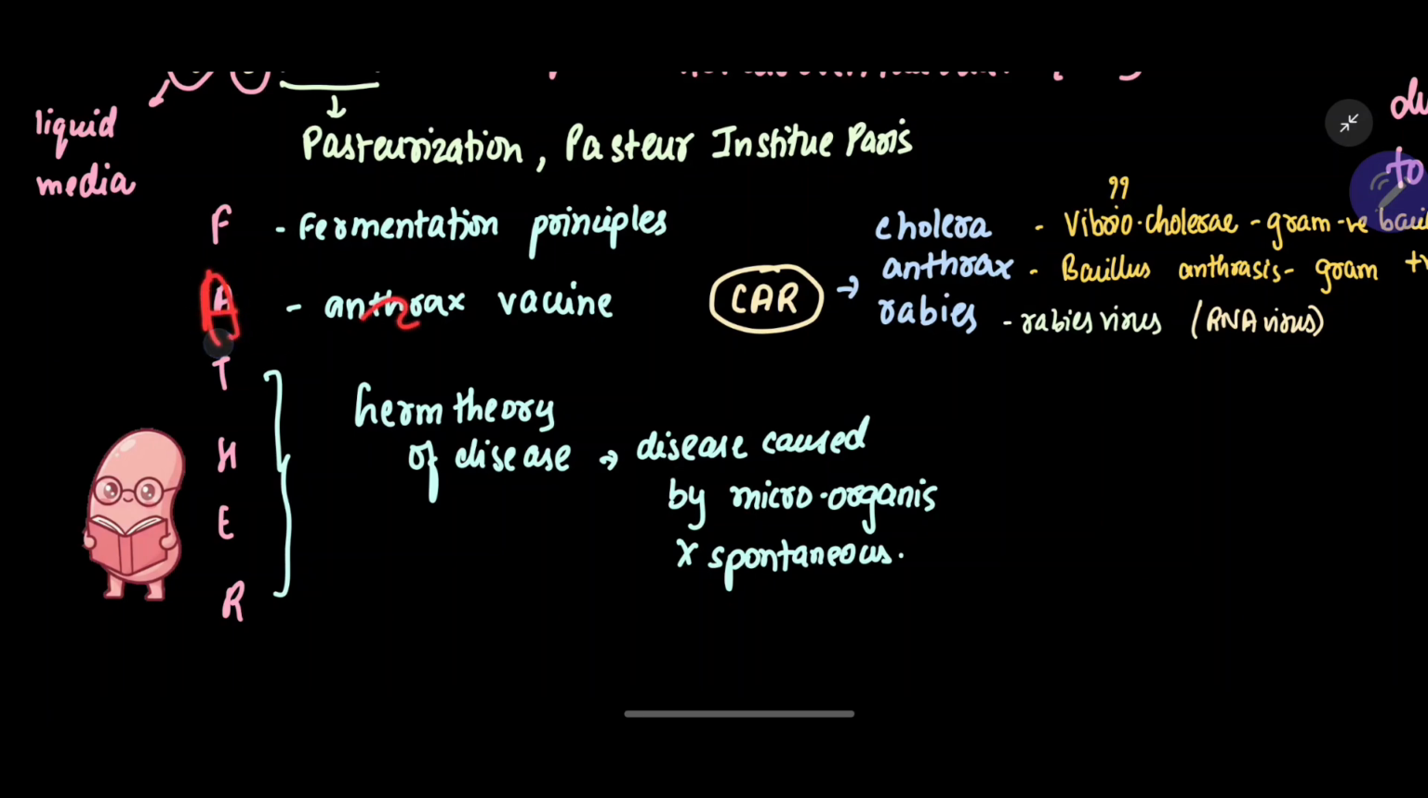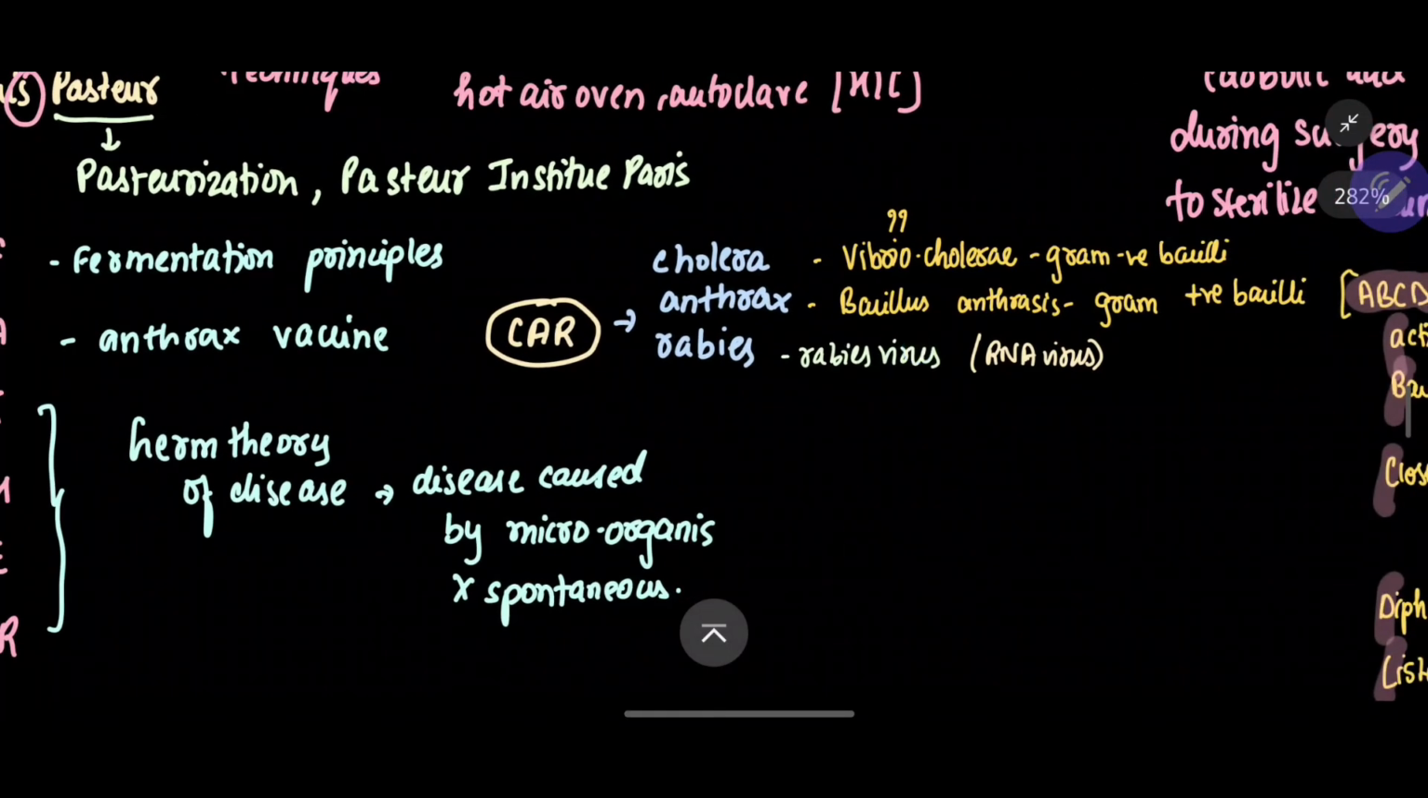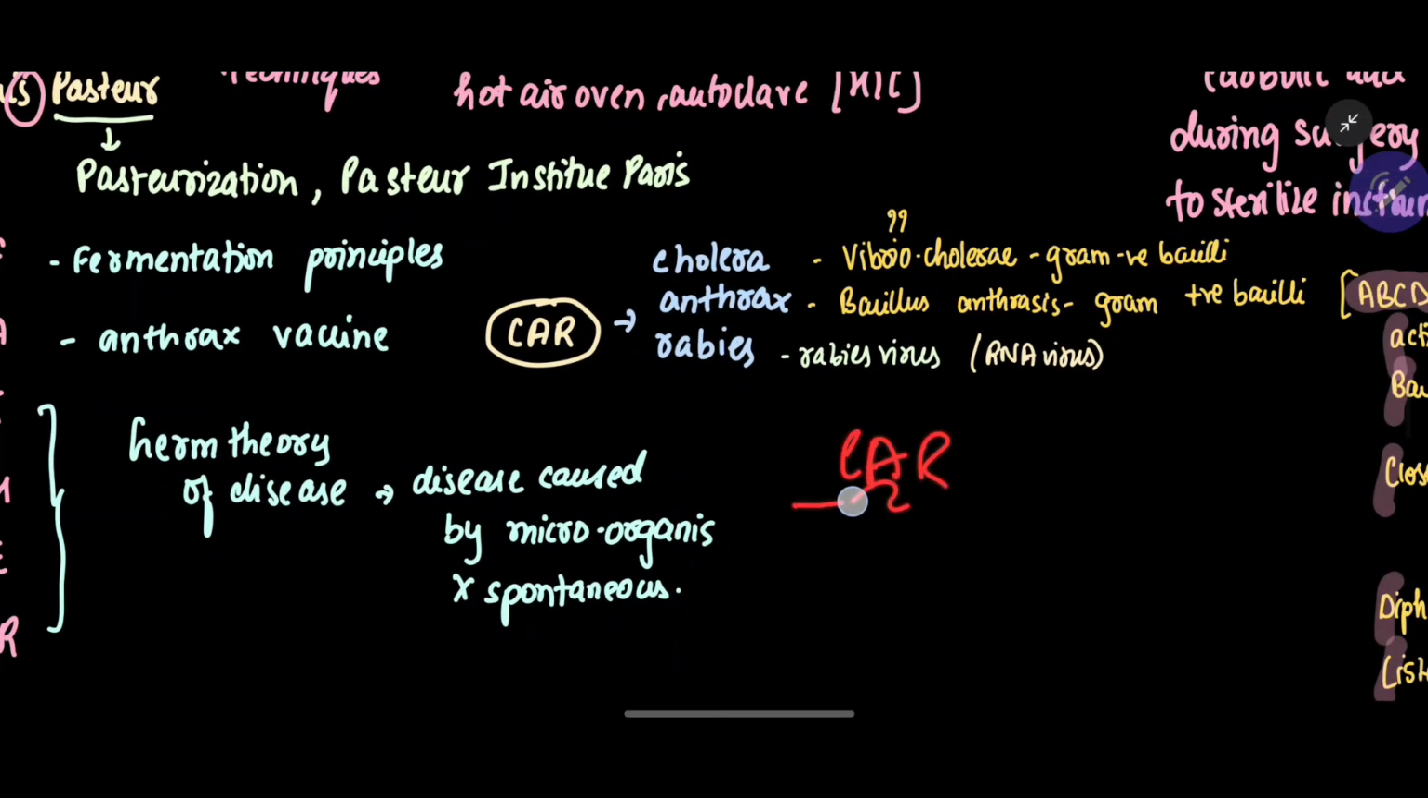Next, for A, we have the anthrax vaccine. So he actually gave the vaccine for three organisms, which are cholera, anthrax, and rabies. Like I told you guys before, whenever we come across a microorganism, we'll see what type of microorganism it is. Is this a bacteria, virus, parasite, or fungus? Okay, so let us look. He gave three microorganisms, right?